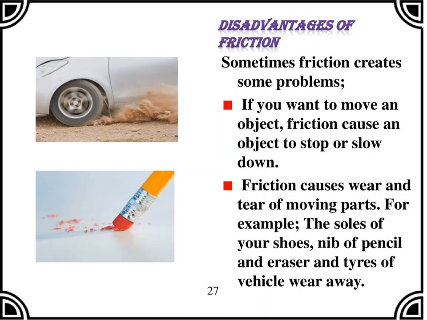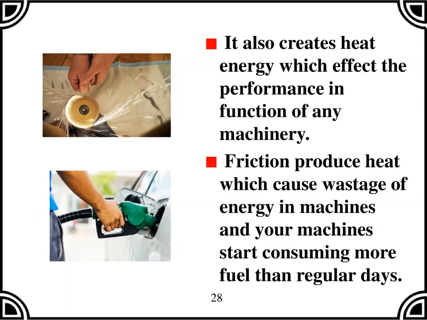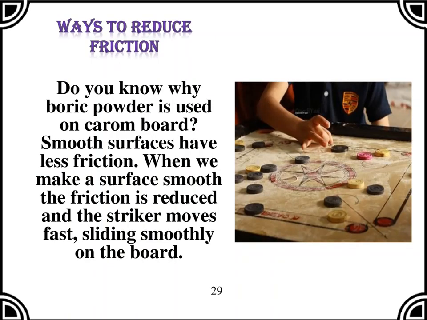For example, the soles of your shoes, the nib of a pencil, an eraser and the tires of a vehicle wear away. It also creates heat energy which affects the performance and function of any machinery. Friction produces heat which causes wastage of energy in machines, and your machine starts consuming more fuel than on regular days.